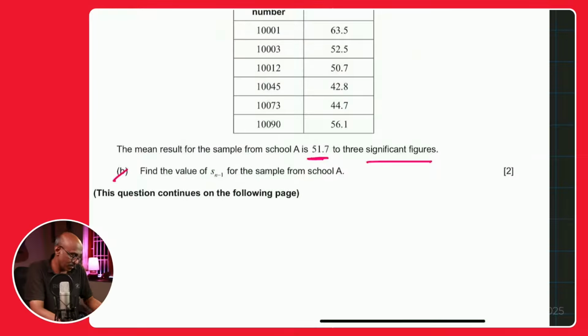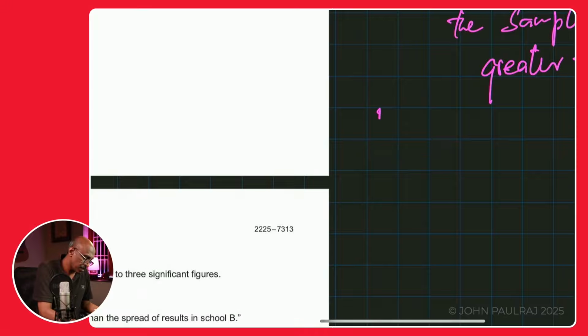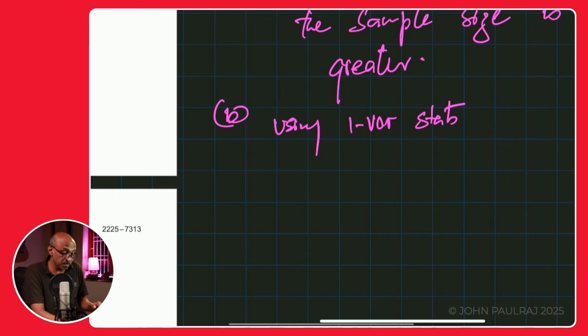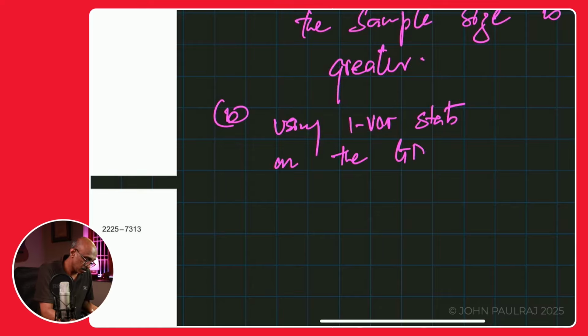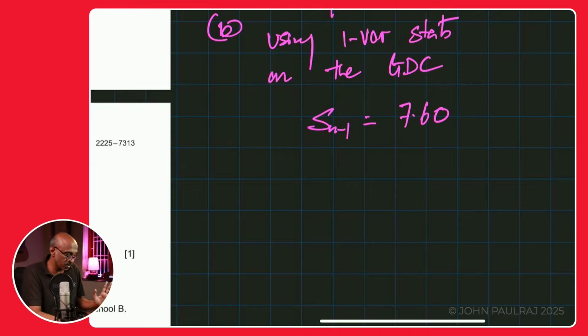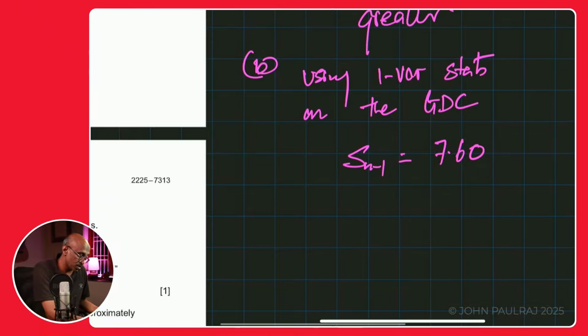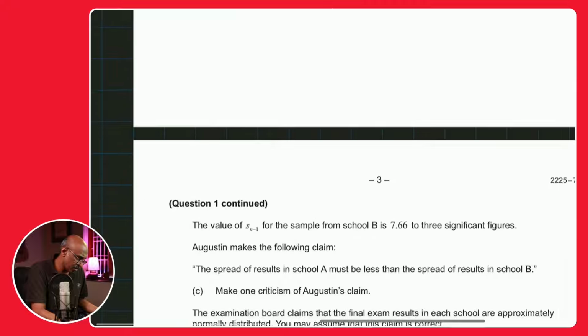That's the more important thing, right? So we can come back to our question, question 1, part B, using GDC, using 1 variable stats. Just writing this part communicates to the examiner that you know how to use the calculator on the GDC. What is that value? Sn minus 1 is 7.60. Just that is good enough. Typically, I ask students to write down everything, but I think this is good enough. Once you've said this is what you've used, the option of 1 variable stats, that's good enough. Let's continue.